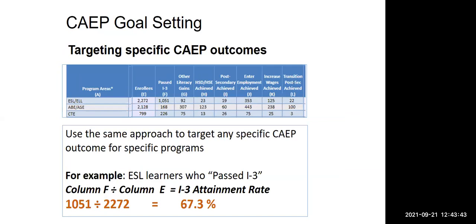So in this example, just for the sake of argument, we're looking at column F, the ESL learners who passed I3. We're keeping it simple and just assuming that for immigrant integration, we're focusing on ESL. That's not going to be true all the time, but for this example, we'll say it is. So we've got the 2,200 ESL learners. About 1,000 of them have made some kind of I3 outcome. That is, about 1,000 of our 2,200 ESL learners have passed at least one CAEP.